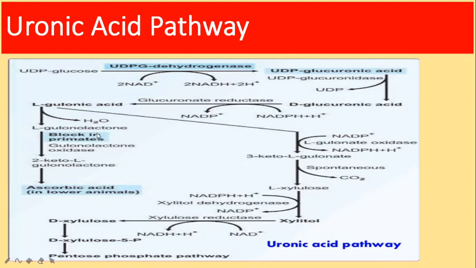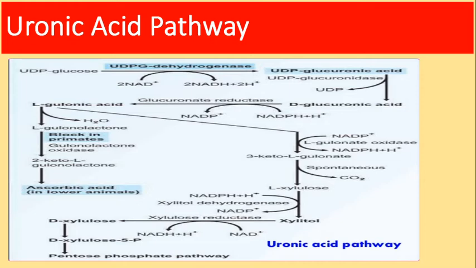Then this gulonolactone is oxidized to form ascorbic acid in the presence of the enzyme gulonolactone oxidase. Gulonolactone oxidase is the enzyme which converts gulonolactone into ascorbic acid. This gulonolactone oxidase is absent in humans, hence humans cannot form ascorbic acid. Vitamin C has to be taken through dietary food substances. It's not synthesized in humans, because the gulonolactone oxidase enzyme is absent in humans, monkeys, guinea pigs, some birds, and most of the fishes.